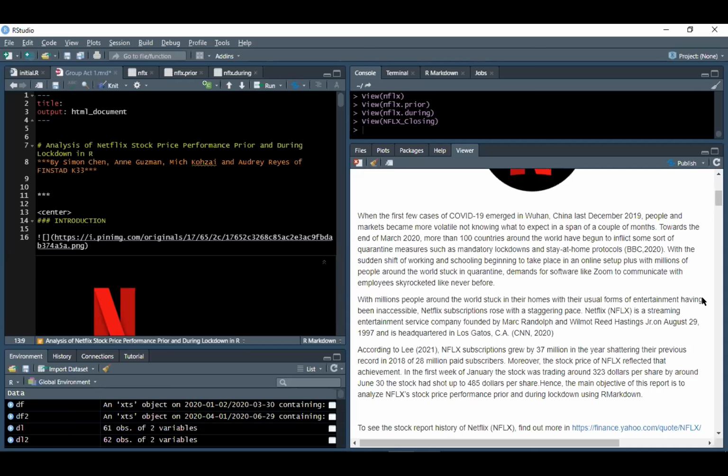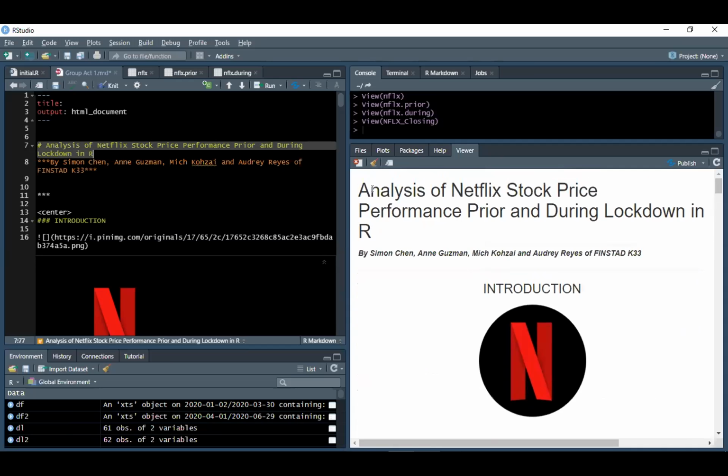Now, may I direct your attention to the RMD. What we first did is the analysis of the Netflix stock price performance prior and during lockdown in R. We used the heading 1 because that's the title. You want it to be bigger. You want it to be as big as possible. The 3 asterisks, as we all know, the first asterisk is italic. The 2 asterisks is bold. If you combine it by 3, you can combine both functions. Now, as you see the 3 asterisks in the middle, that's the divider.